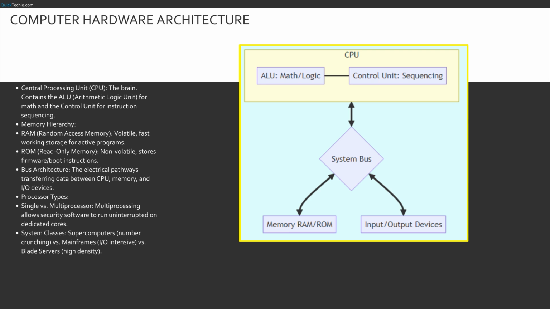Let's open up the chassis and look at computer architecture. At the heart is the CPU. It uses an arithmetic logic unit for calculations and a control unit to sequence events. A key distinction for auditors is memory. RAM is volatile. If you pull the plug, the data is gone. This is critical for forensic data acquisition. You must capture RAM before shutting down a compromised machine. We also have the system bus, the highway for data.